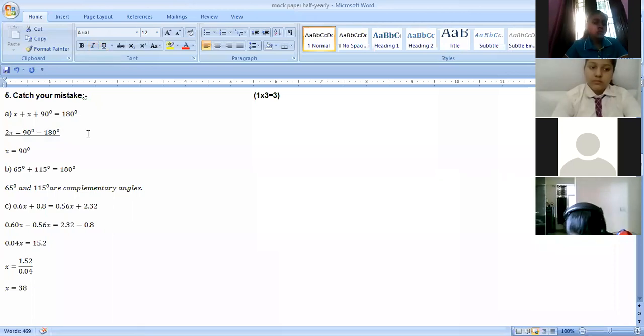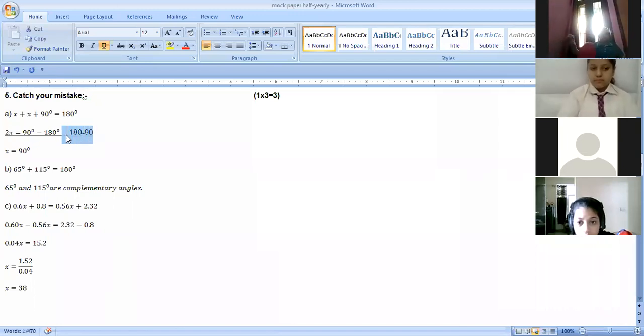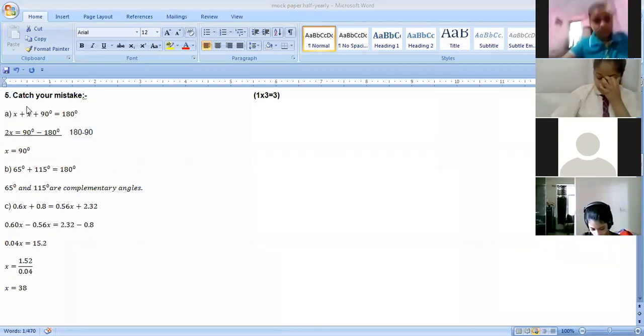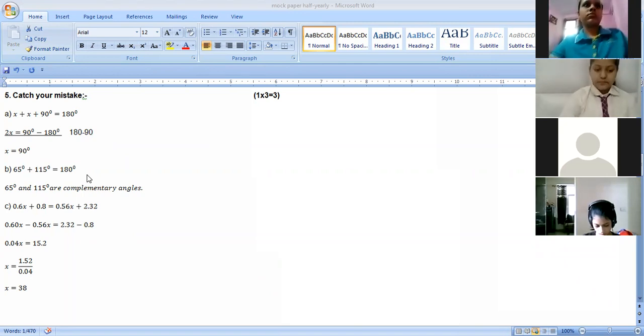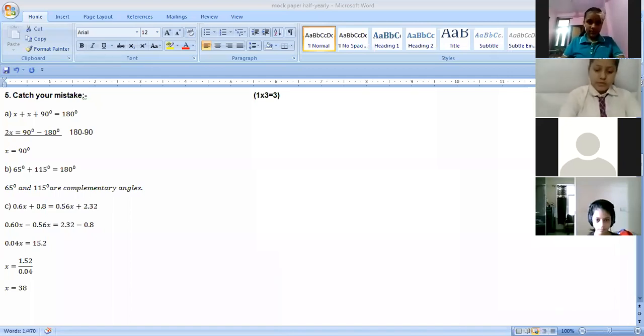So in place of that, what do you have to write? 180 minus 90. I told you earlier also that when you are transposing any number, that number will go in front of the number which is already given after the equal to sign. Did you get that, Sejal? Did you understand that? The number which is already given after the equal to sign, that is 180 degrees. In front of that, 90 degrees will be coming. It will not be like 90 minus 180. It will be 180 minus 90.